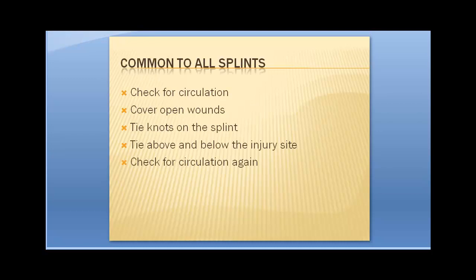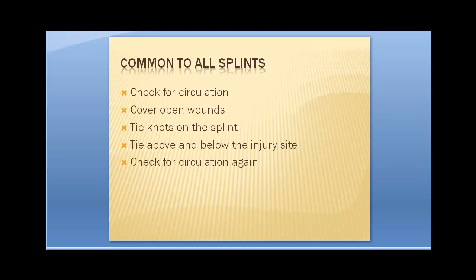So common to all splints, you want to check for circulation first. Because we need to know, does that limb below the injury site still have circulation? If not, we may have to manipulate it, because if care is going to be delayed and it may take us a full day, and we know that skeletal tissue like muscle and skin will die without oxygen within 3 to 6 hours, we may have to manipulate and reduce that joint to get circulation reestablished. That's only if circulation is being cut off. That way they don't lose that limb.